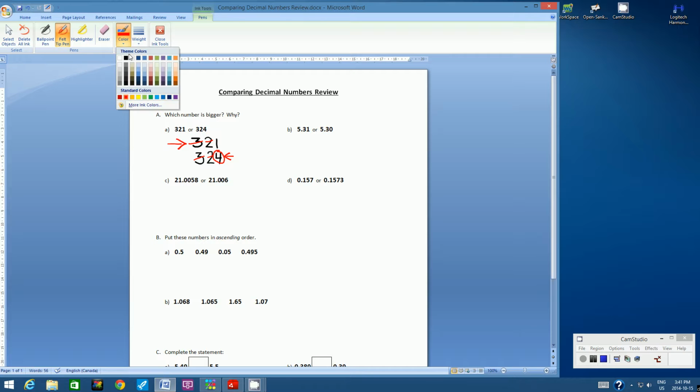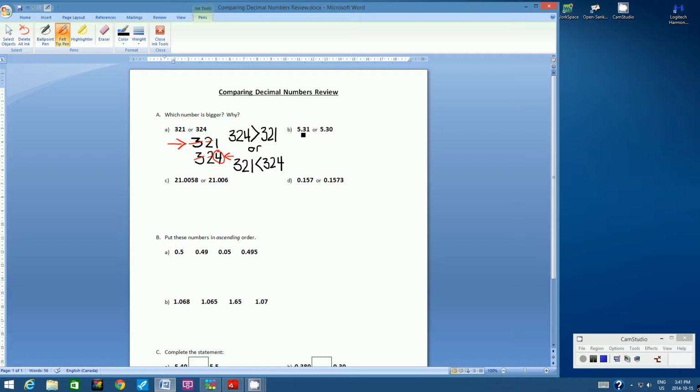So if we write a therefore statement, then we can go: 324 is greater than 321. Or we can write the same statement backwards: 321 is less than 324. All right, let's go on to example B.